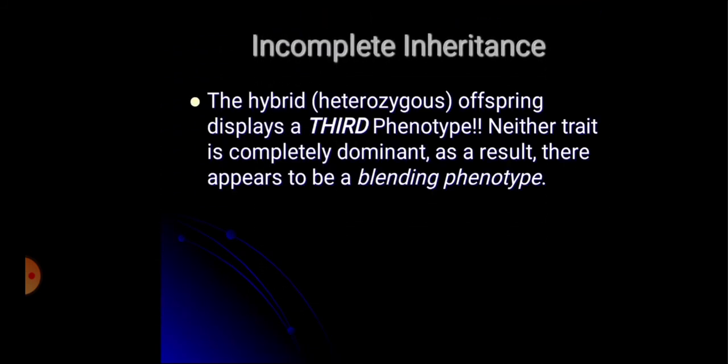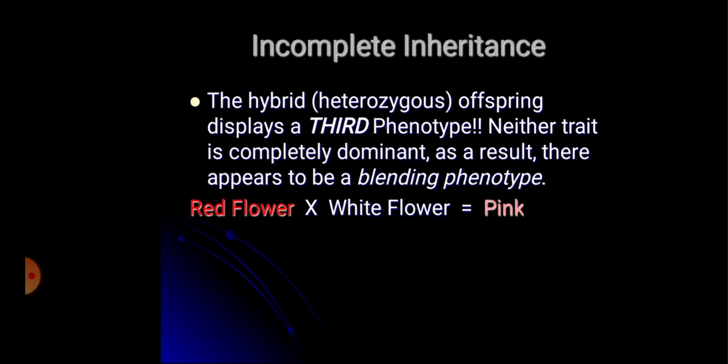The incomplete inheritance, the hybrid heterozygous offspring displays a third phenotype. Neither trait is completely dominant. As a result, there appears to be a blending phenotype. Like for example, the red flower combined with white flower, and its product is pink.